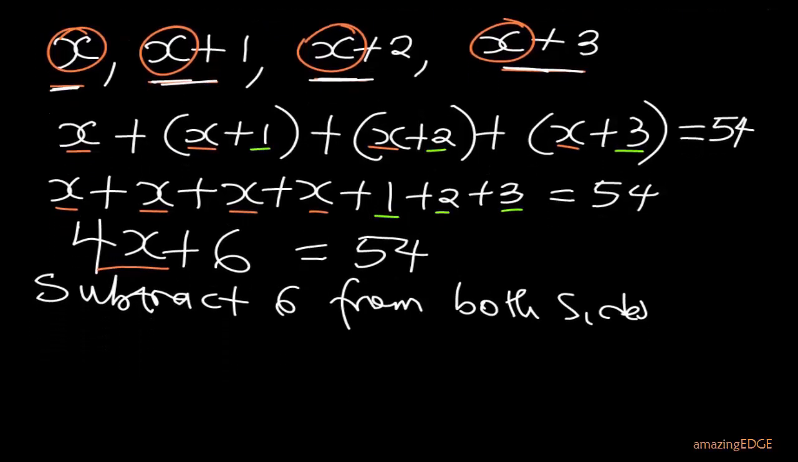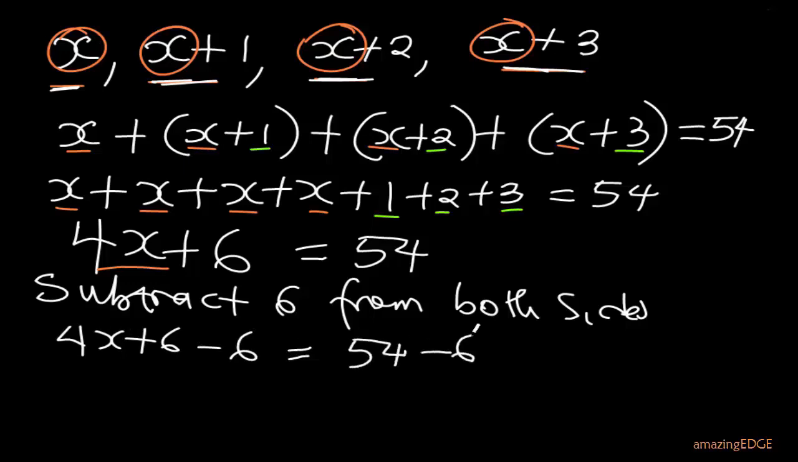So if you do that, you have 4x plus 6, then you subtract 6. Then you go to the right-hand side where you have 54. You also subtract 6. So at this point, plus 6 minus 6 will give you 0. So it is gone, and we are left with only 4x on the left-hand side. Then here we have 54 minus 6, which will give us 48.